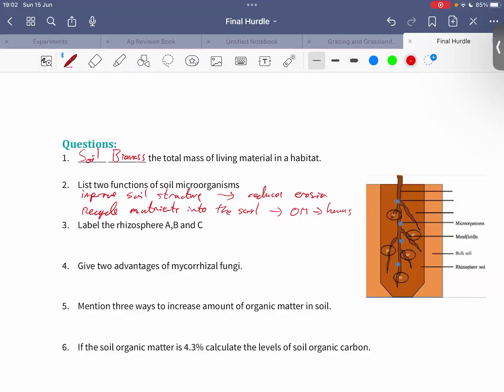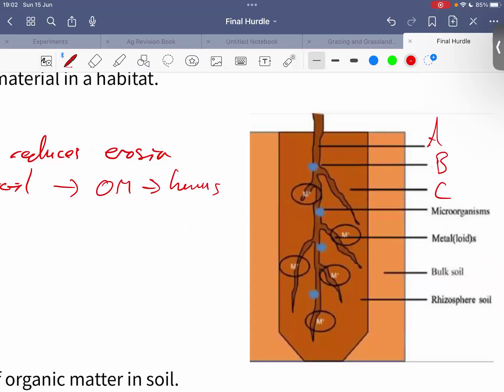Label the rhizosphere A, B, and C. Okay, so we'll go for this being A, this being B, and this being C. Okay, so what is this one here? I'll try and zoom in on that diagram there. So this one here is actually touching the root. This one is the happy medium just outside, and this is the area between the rhizosphere and the bulk soil.